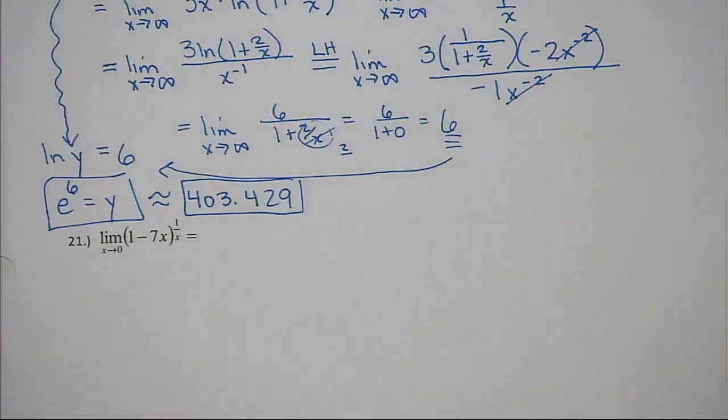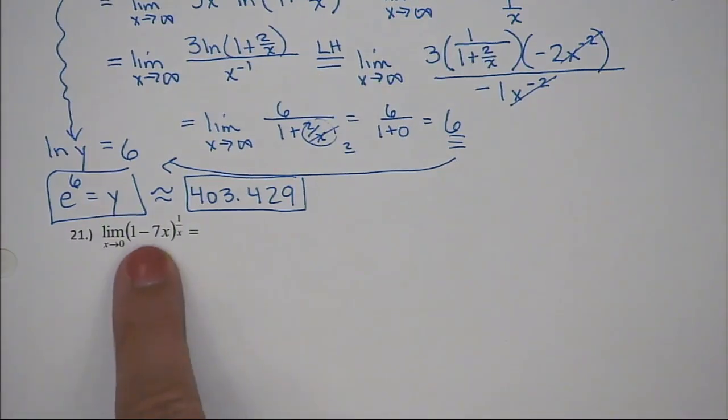All right, but e to the 6 is fine. WebWorks likes e to the 6. If you're going to put the 403 number in, make sure you put enough numbers after the decimal point. Okay? All right, so we're going to do one more like that. And actually, 21's a little bit easier, except for that negative sign. You've got to watch your minus sign here. That's probably the biggest part of this one.